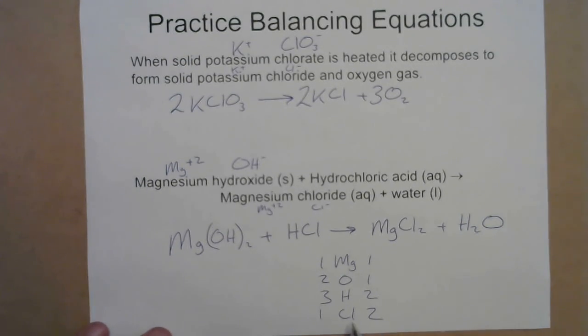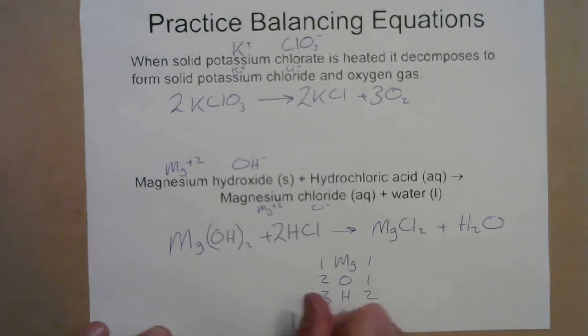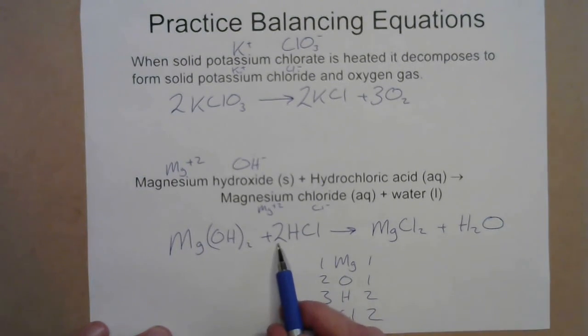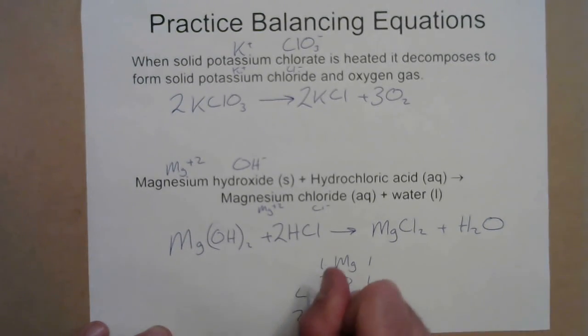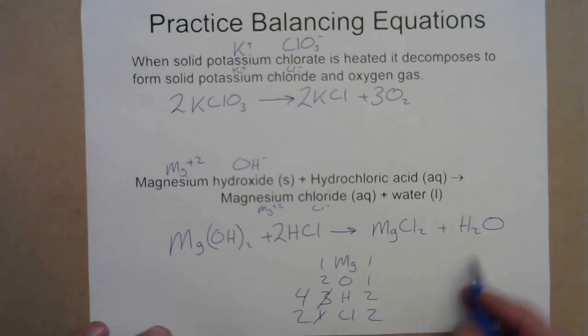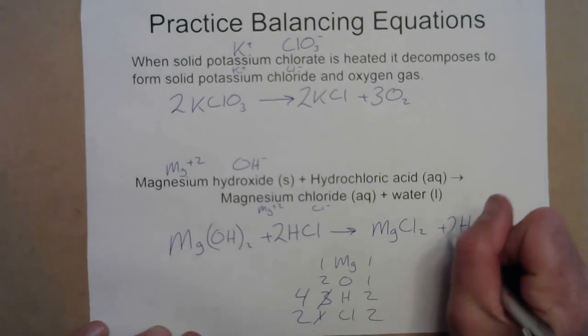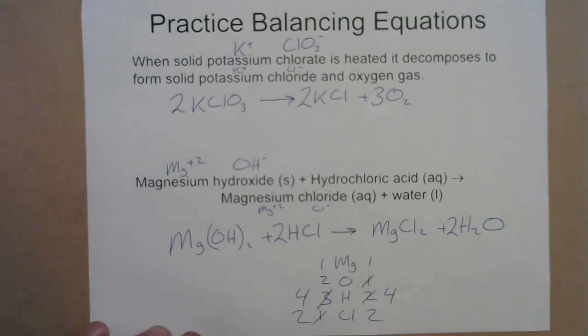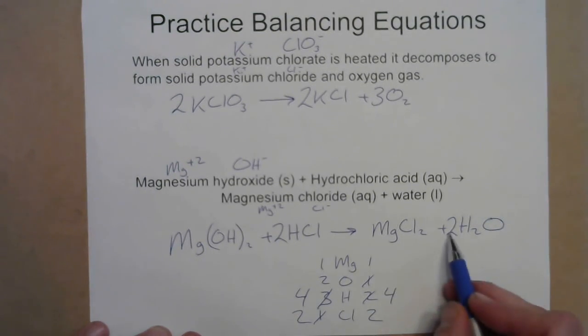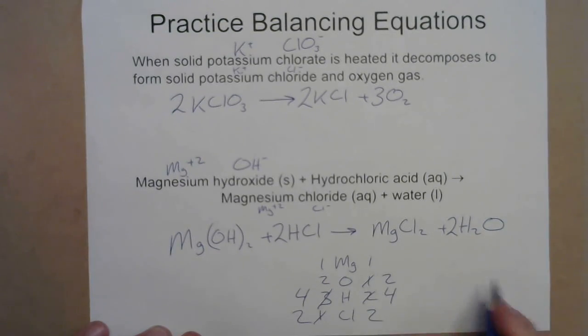All right, so to balance the chlorines, we need to put a 2 here, and that gives me 2 chlorines on each side. Doing that changed my hydrogens. Now I have 2 hydrogens plus these 2, so that's 4 hydrogens on this side. So I need to get 4 hydrogens on this side. By putting a 2 here, I can get 4 hydrogens on each side. And then that changed my oxygens as well. I now have 2 oxygens on each side, and the magnesiums were already balanced.